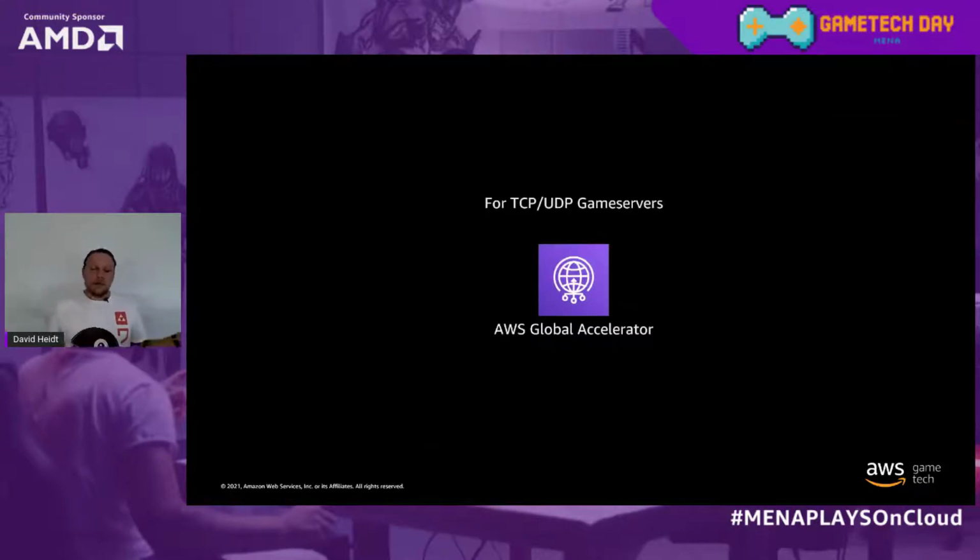Leaving the world of HTTP, entering the world of TCP and UDP, because if we are talking about multiplayer game servers or game servers and backends that need a high rate of data exchange and low latency, you will probably run TCP and UDP. And here the service to use is AWS Global Accelerator.